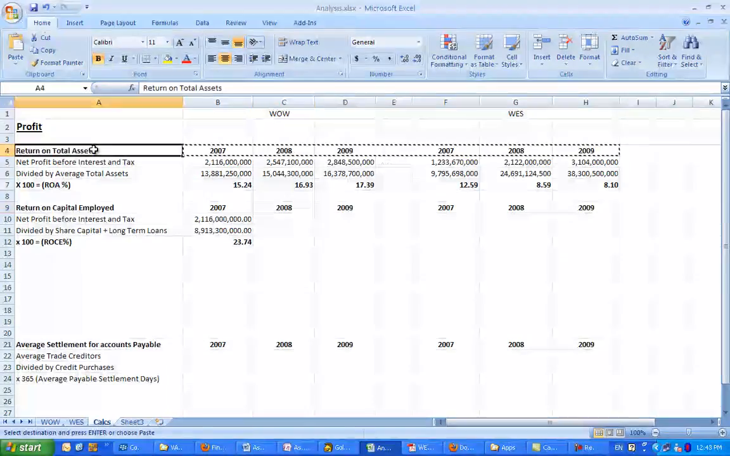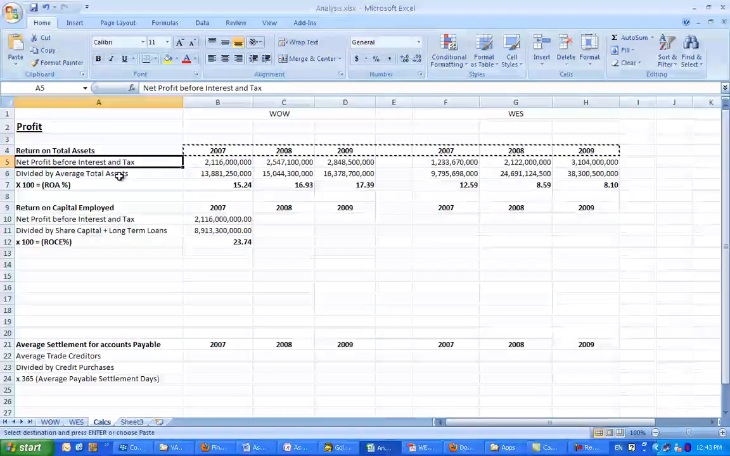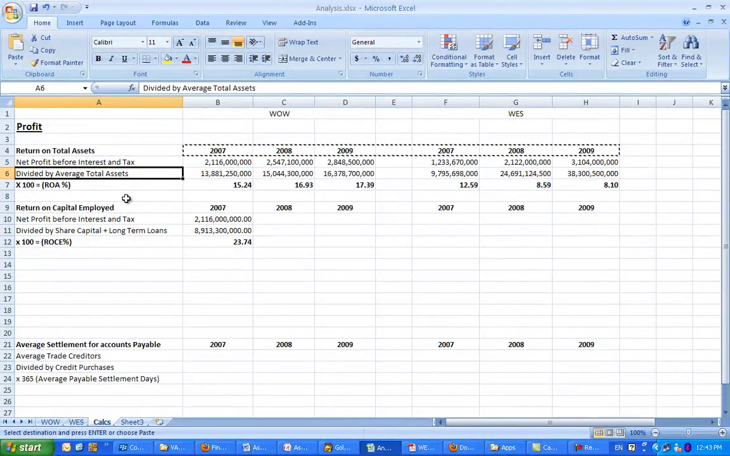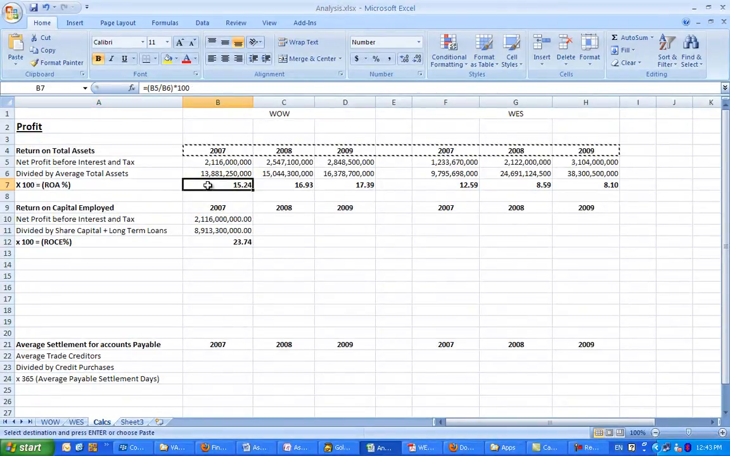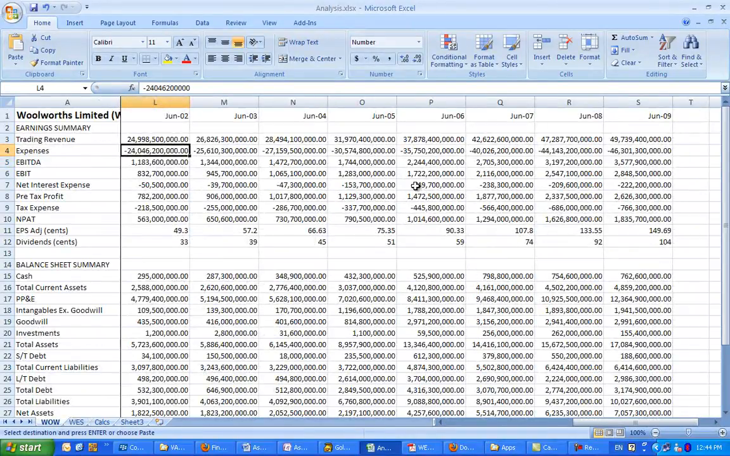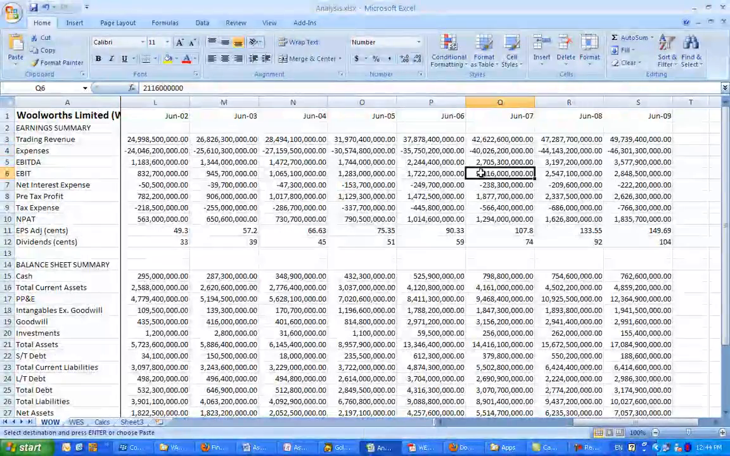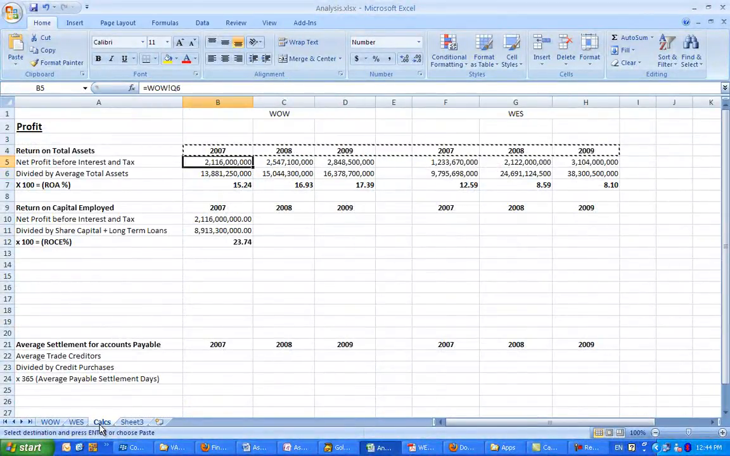If I have a look at my return on total assets here, you can see that I've got the net profit before interest and tax divided by the average total assets, multiplied by 100, which gives me the ROA figure. What I've done is I've taken my net profit before interest and tax, and that cell is being sourced from this cell here, which is our EBIT, earnings before interest and tax. I assume that's what they also mean by net profit before interest and tax.